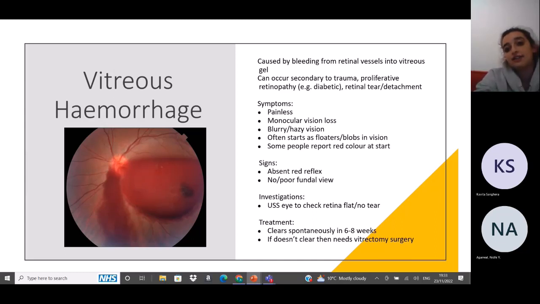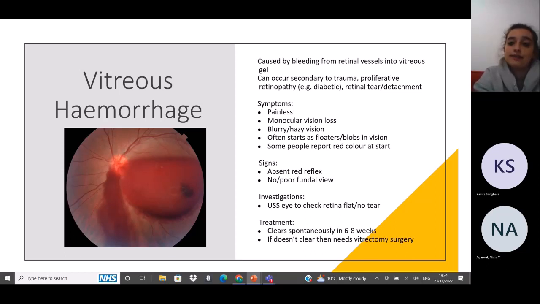It can occur secondary to trauma. If you've got a proliferative retinopathy, so if you've got more abnormal vessels in the eye, then it's more likely to happen. And it can occur secondary after a retinal tear or detachment as well. Patients are going to say they've got a painless loss of vision in one eye. They might also not have complete loss, but just say it's quite blurry and hazy.